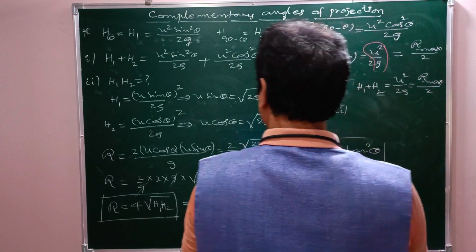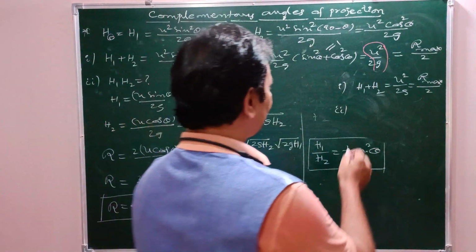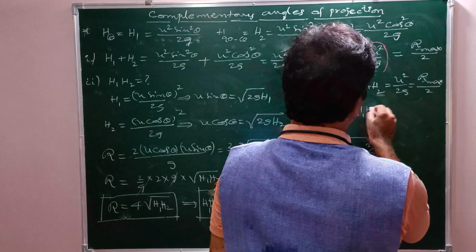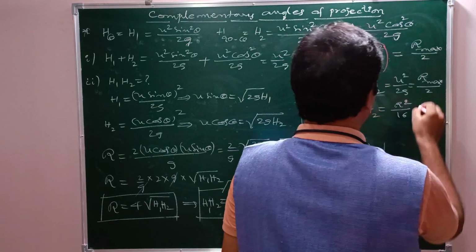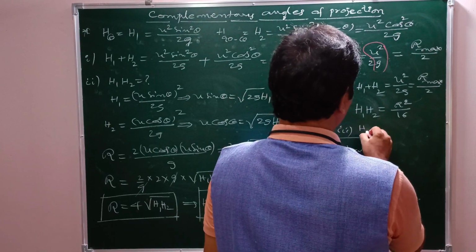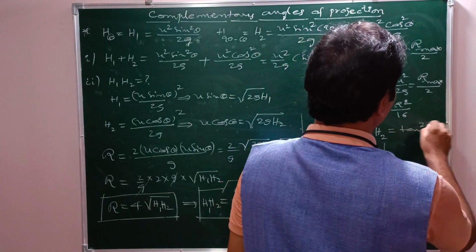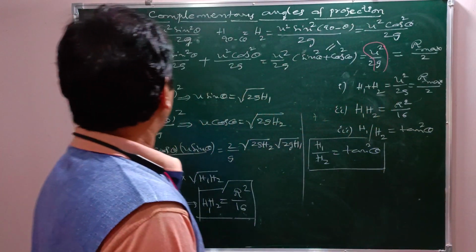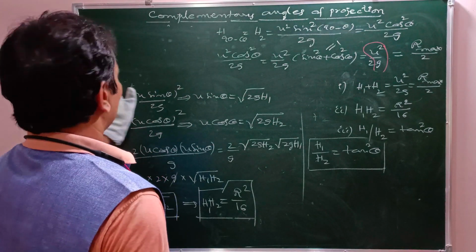Number 2, h1 h2 equal to R square by 16. h1 into h2, that is R square by 16. Right? Number 3, division h1 by h2, that is equal to tan square theta.